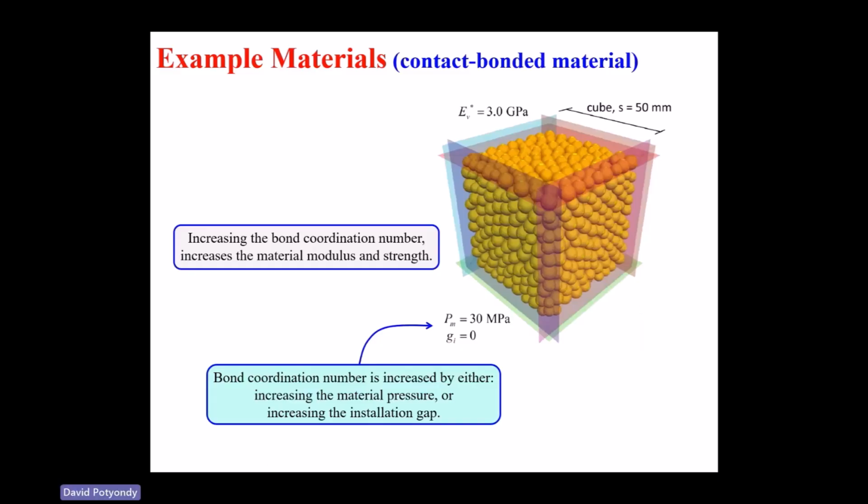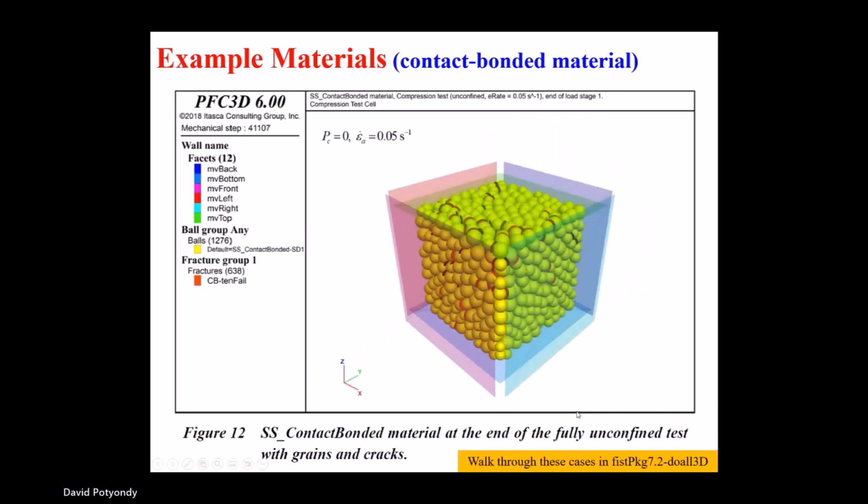Just mentioning again, if you can somehow increase that bond coordination number, you're going to increase the modulus and the strength. And typically what you would do is increase the installation gap and you would get more bonds around each grain. Okay. This is what this looks like.